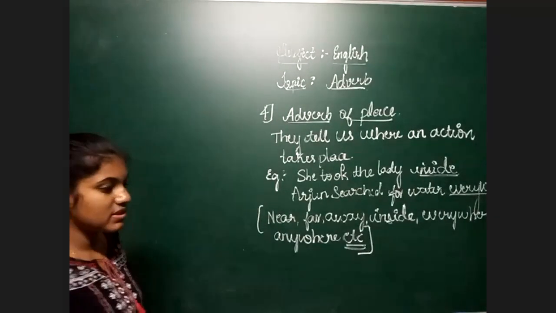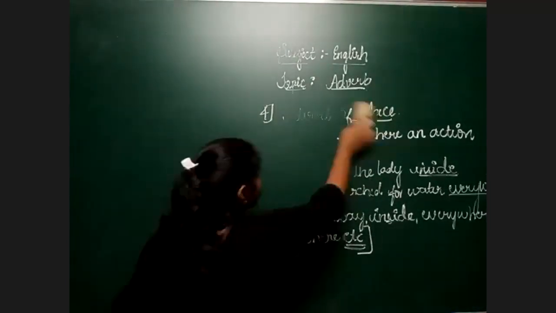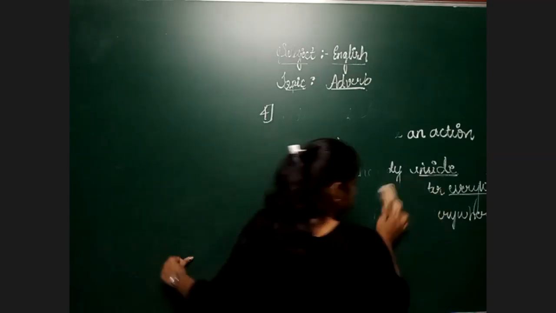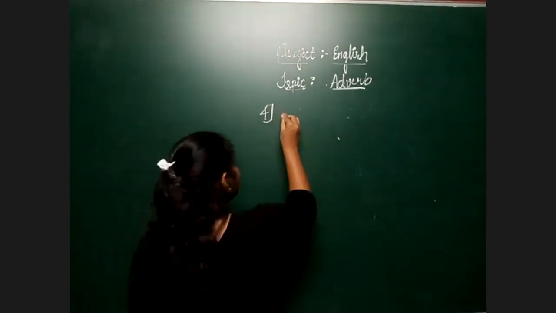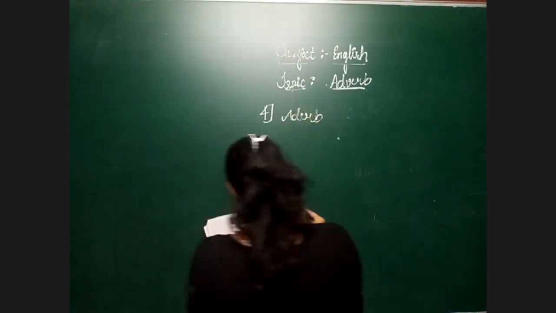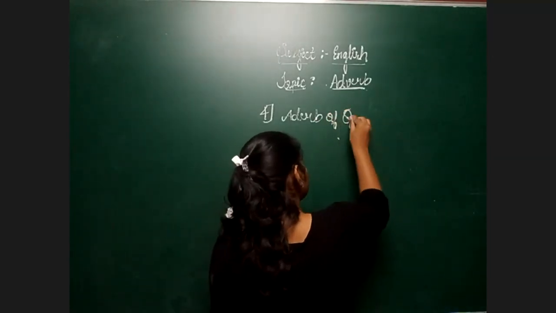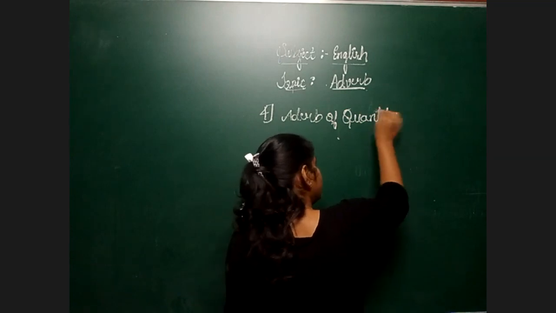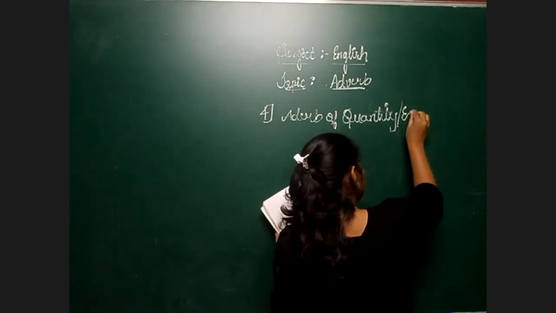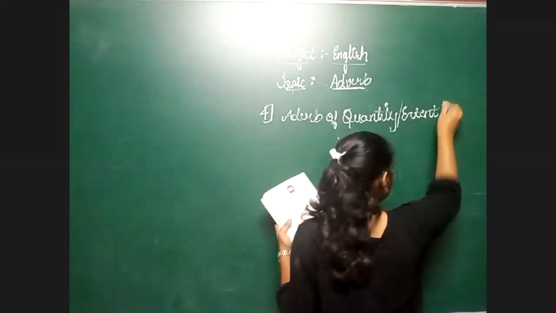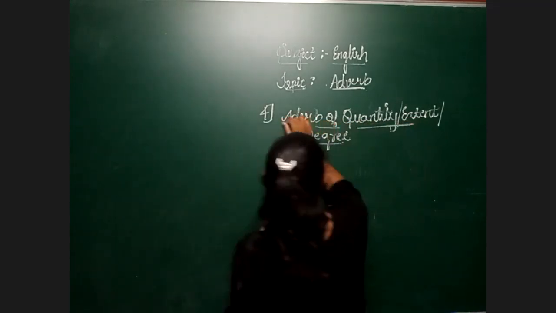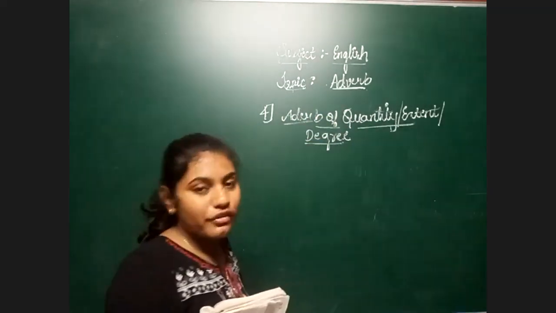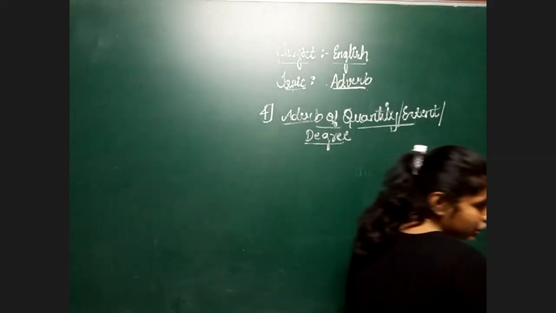I move on to the next type, that is the fifth type. The fifth type of adverb is adverb of quantity, extent or degree, which you already learned. This is your fifth type. We can say it is adverb of quantity, or adverb of extent, or adverb of degree.